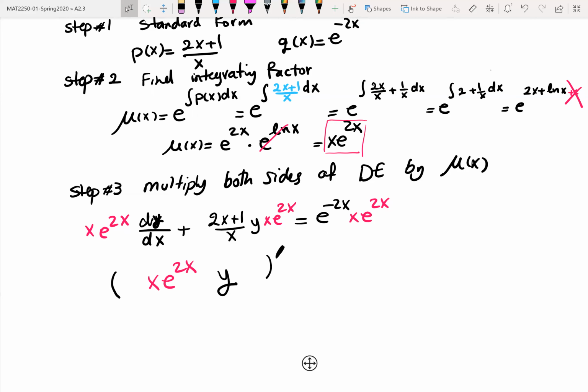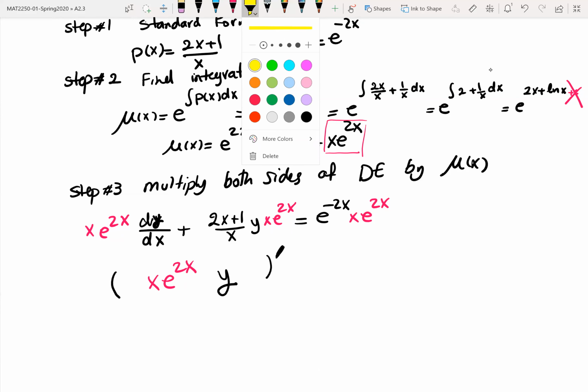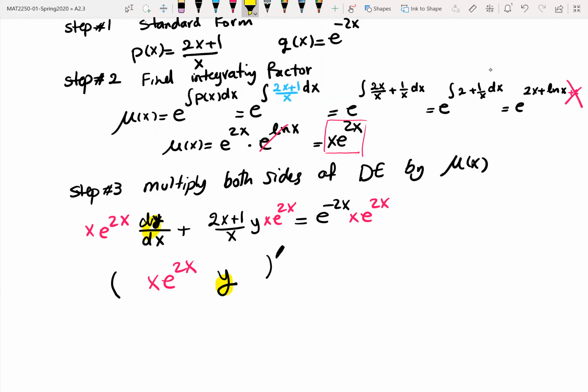Sorry, so you can check one more time. Let me just make it lighter. This is the derivative of y right here, and this is as it is, and then the derivative of this thing is going to be itself multiplied by the derivative of this. You can just do it one more time, because it's just a product rule, to make sure that it is true or not.